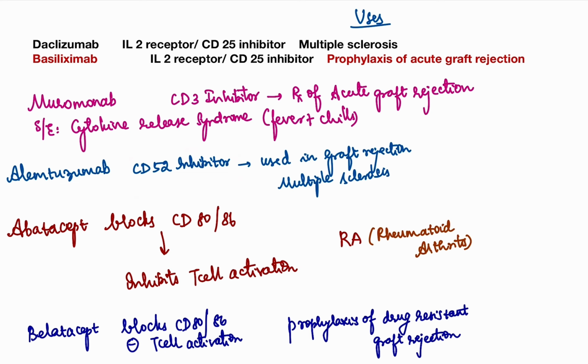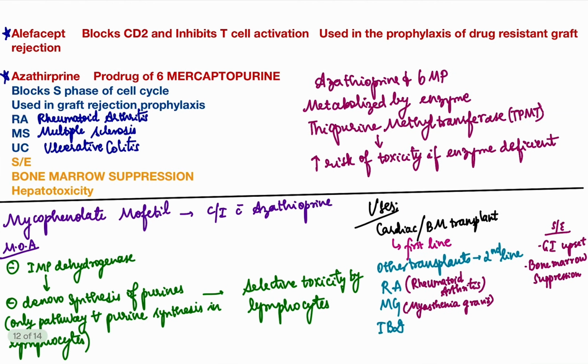Abatacept is going to block CD80/86. It inhibits T cell activation, and that's why it is used in rheumatoid arthritis. Belatacept blocks CD80/86 and blocks T cell activation. It is used in the prophylaxis of drug-resistant graft rejection. Alefacept blocks CD2 and inhibits T cell activation, used in the prophylaxis of drug-resistant graft rejection.